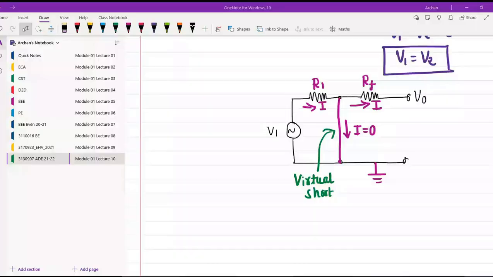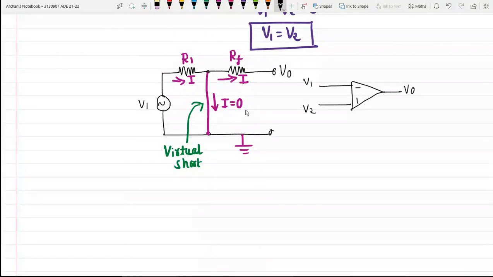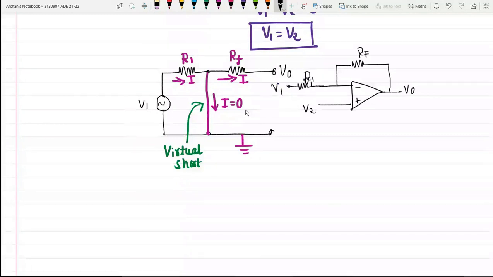Okay, so we were talking about this concept of virtual ground in an op amp. See, if I have this case, this is my output voltage V0. Here we have V1 and V2. This is my feedback resistor RF, and here we will have some forward resistance. Let us say this is my V1 and this one is R1. So there will be a current I flowing through it. Now this V2 is grounded.